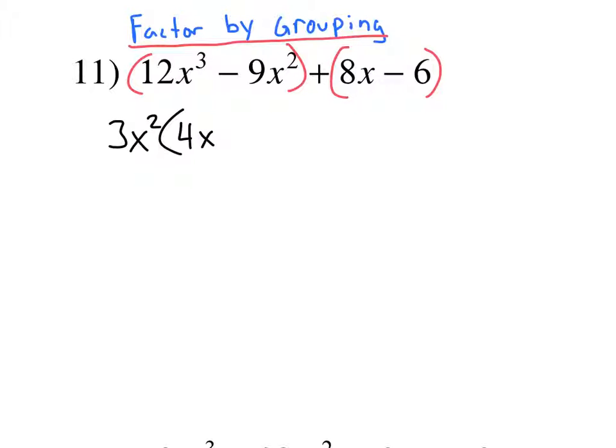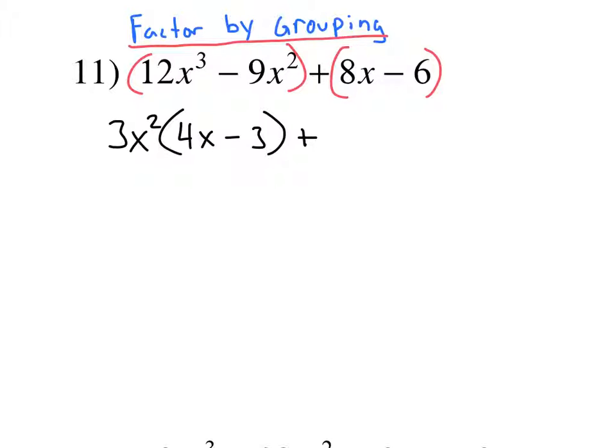Okay? And we got to stop and think. 3x squared times what? Because remember, I'm distributing this back through in my head. 3x squared times what gives me negative 9x squared? Negative 3. Okay, we still have a plus sign here.